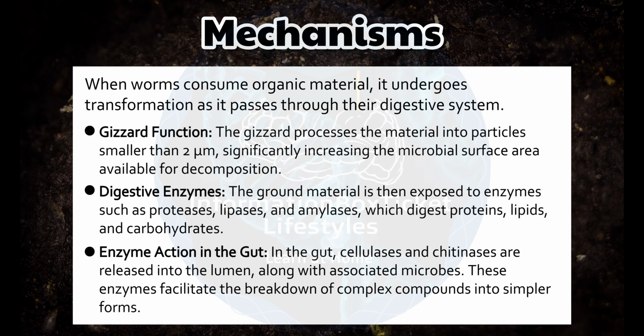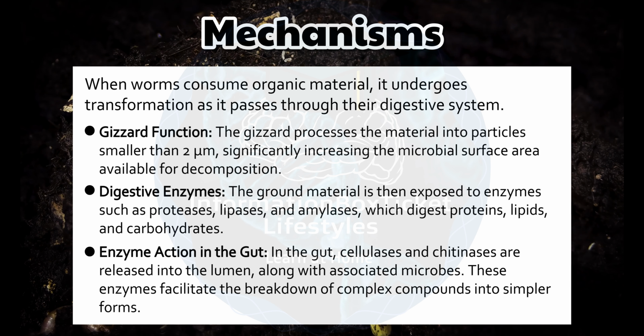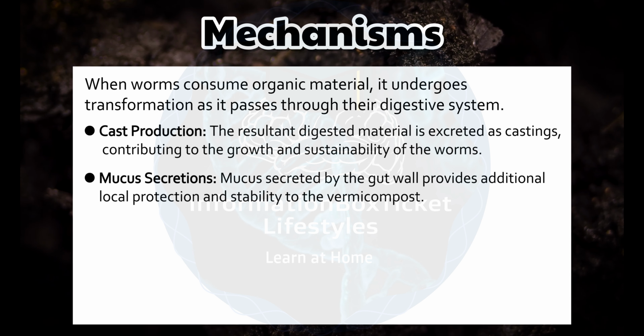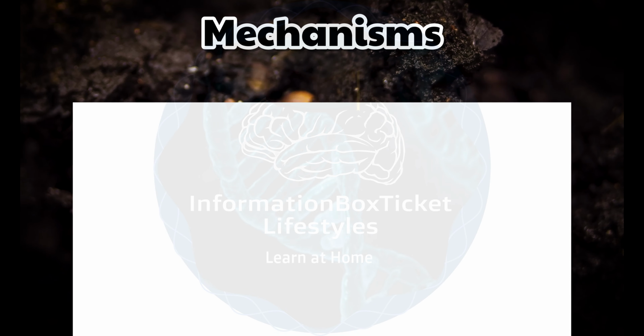Enzyme action in the gut. In the gut, cellulases and chitinases are released into the lumen, along with associated microbes. These enzymes facilitate the breakdown of complex compounds into simpler forms. Cast production. The resultant digested material is excreted as castings, contributing to the growth and sustainability of the worms. Mucus secretions. Mucus secreted by the gut wall provides additional local protection and stability to the vermicompost.